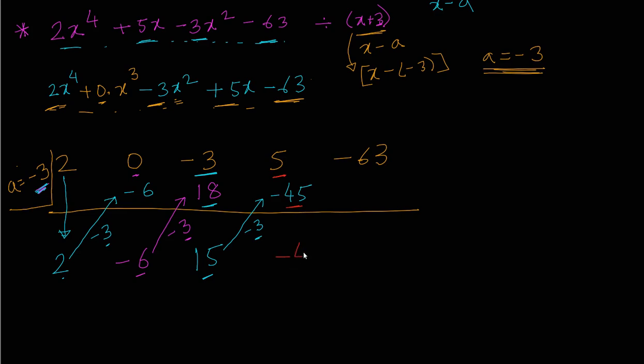-40. So I'm going to write down -40 here, and then I'm going to multiply that -40 by a, which is my -3. So -40 multiplied by -3 is +120. All right, so now let's add -63 plus 120, it is going to be 57. So this 57 is my remainder.